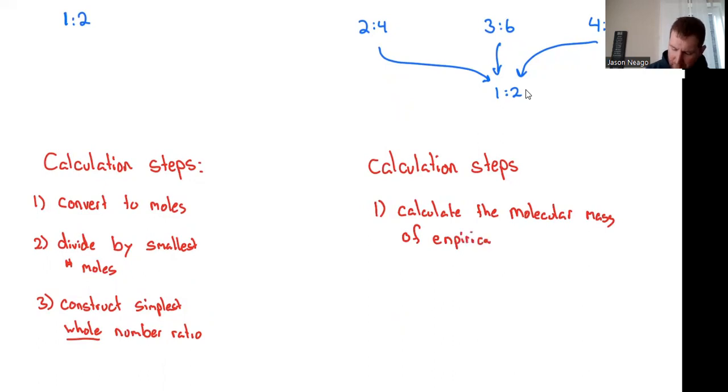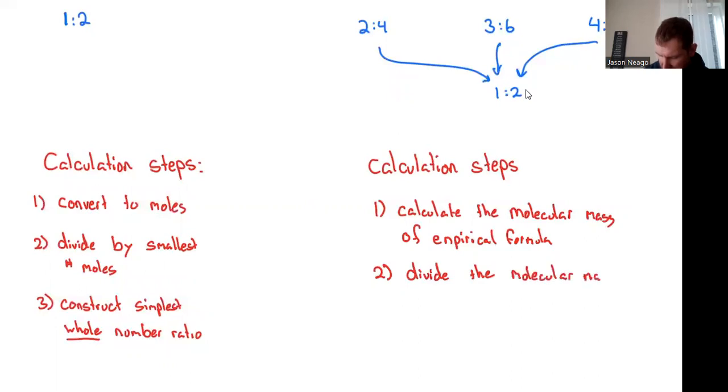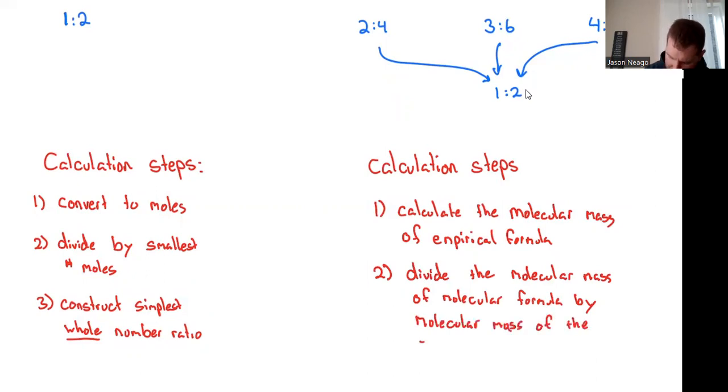Number 2, you're going to divide the molecular mass of the molecular formula by the molecular mass of the empirical formula.